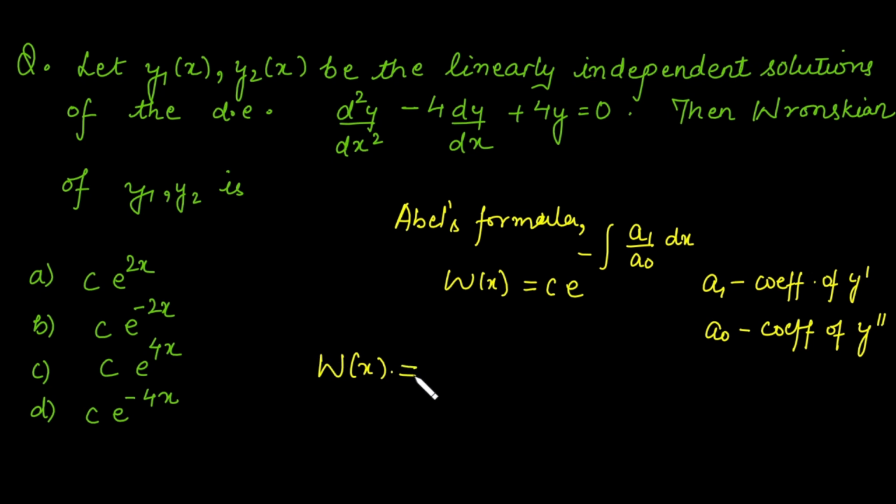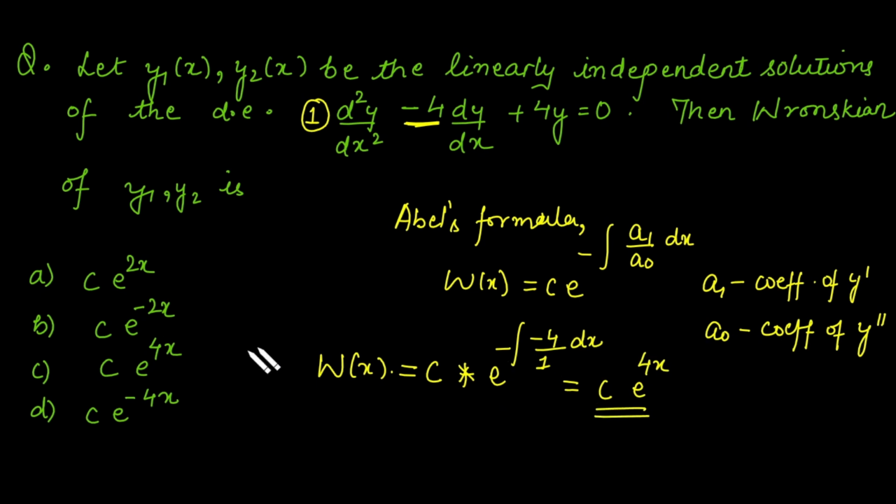So this is equal to c times, that is some constant, into e raised to power minus, what is the value of a1? That is the first order derivative coefficient, minus 4. Do not say that 4. Take the negative sign over here. Minus 4 divided by the coefficient of the second order derivative, that is 1. Integrate with respect to x. So minus minus will be positive. So constant times e raised to power, integration of 4 is 4x. So in this case the Wronskian is of the form constant into e raised to power 4x, and that is available in option C.